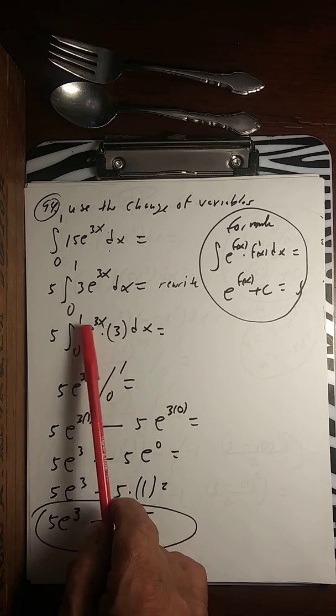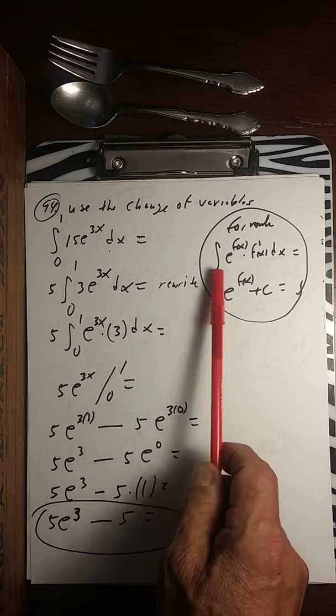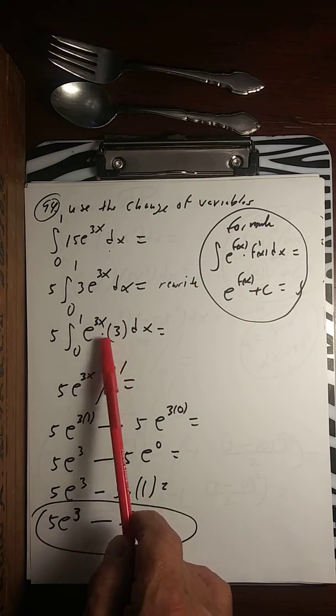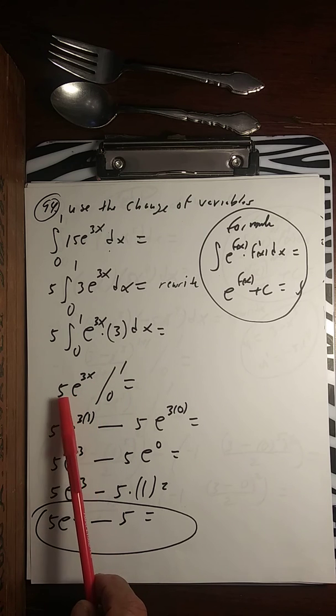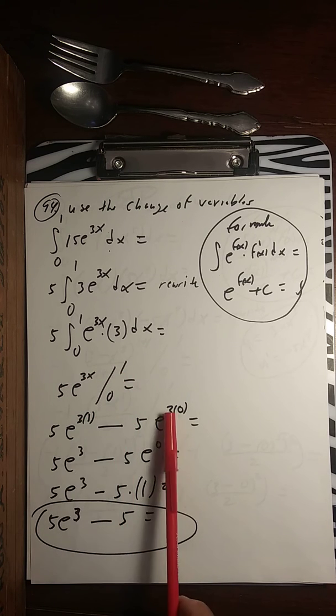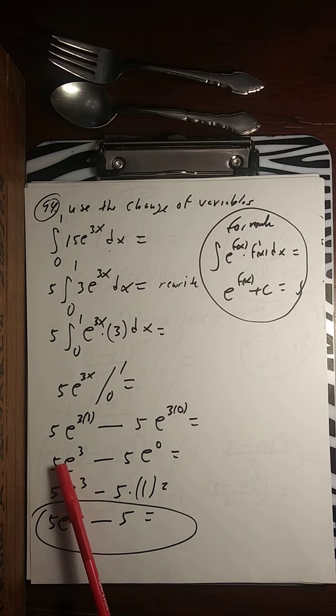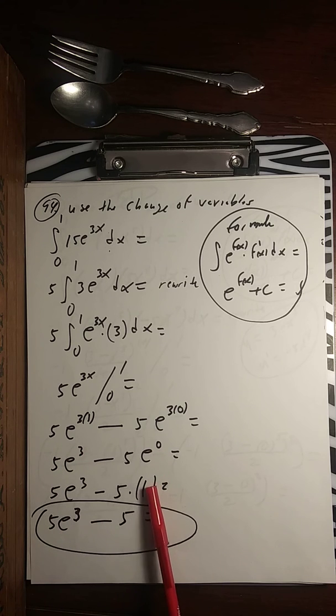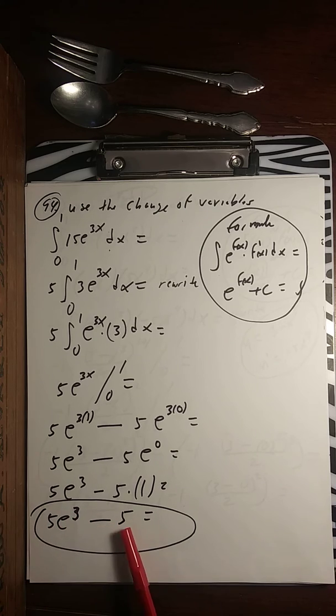Is that the derivative right there? Yes, it looks just like that. E to the x. So now we have 5e to 3x from 0 to 1. Put the 1 in there, put the 0 there. That's going to be 5 e to 3. E to 0 is 1, 1 times 5 is 5. So it's 5 e to 3 minus 5. And we're done.